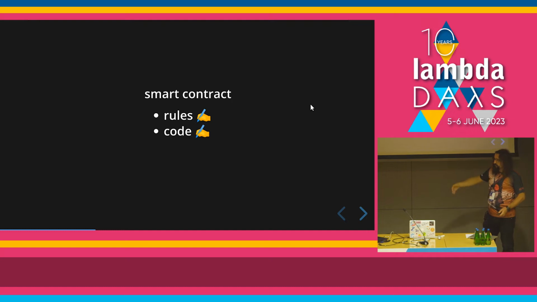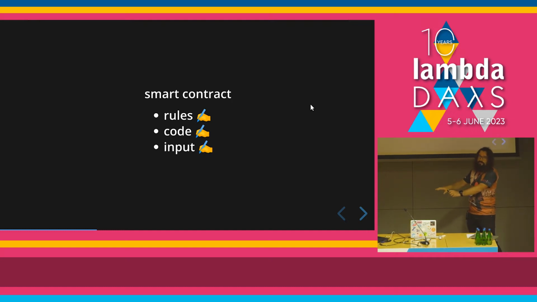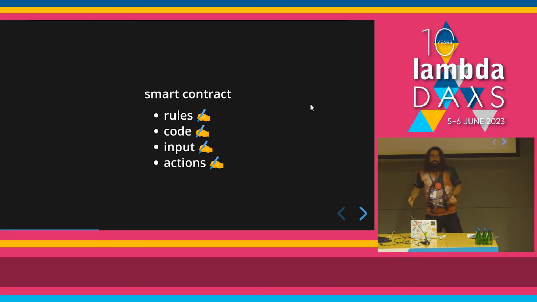Then we have input, which is basically a signature. You do something, you must sign: I did this transaction, I ordered this, whatever. This can be data, and actions are more or less input. So that's how I look at smart contracts. And an important part is that you can typically create new smart contracts dynamically. So there is this engine running on the blockchain, and you can give it new smart contracts.